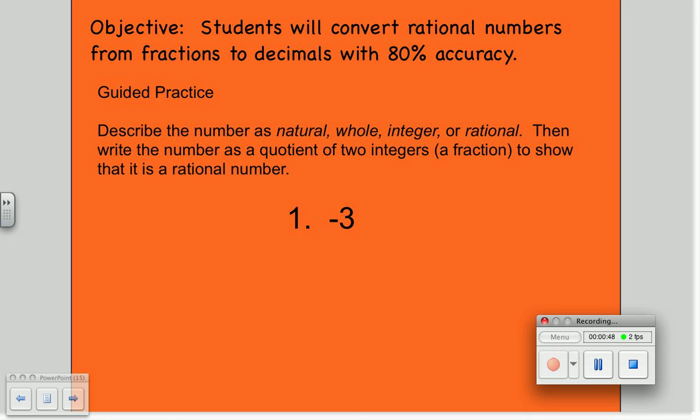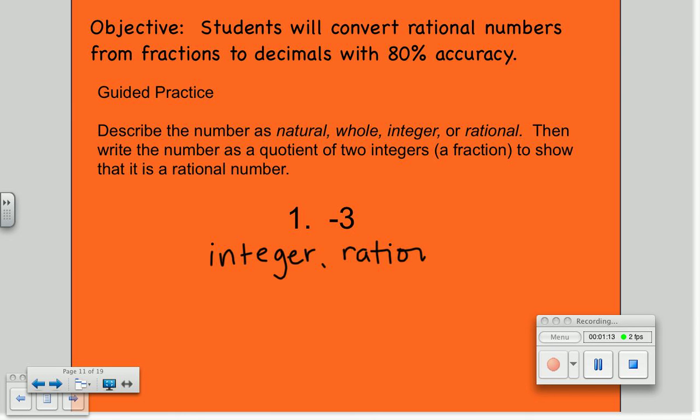So, the first one is -3. Describe -3. Is -3 a natural number, a whole number, an integer? What is -3? Okay? So, -3 should be described as an integer, because it's negative, and a rational number, because it can be written as a fraction. So to write it as a fraction, we write -3 over 1. Okay? So that's your answer for that one.